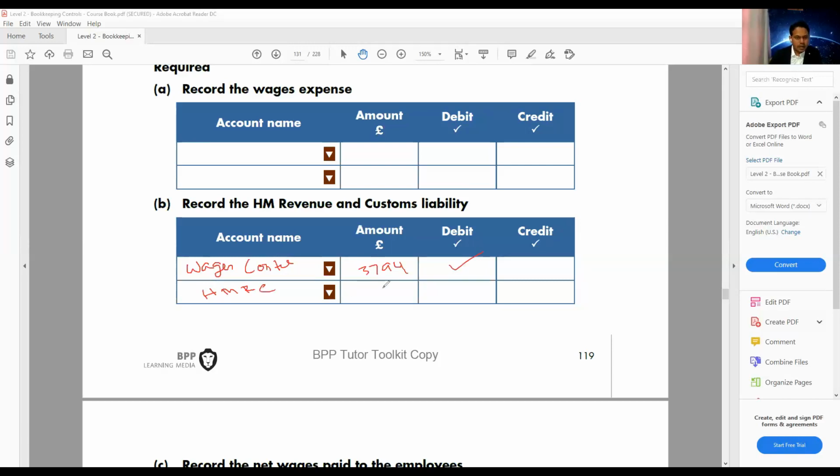What does HM mean? What is the abbreviation of HM? So this is the one we have done, recording the HMRC liability. Yes, Her Majesty. Her Majesty's Revenue and Customs. So everything under the name of the Queen.